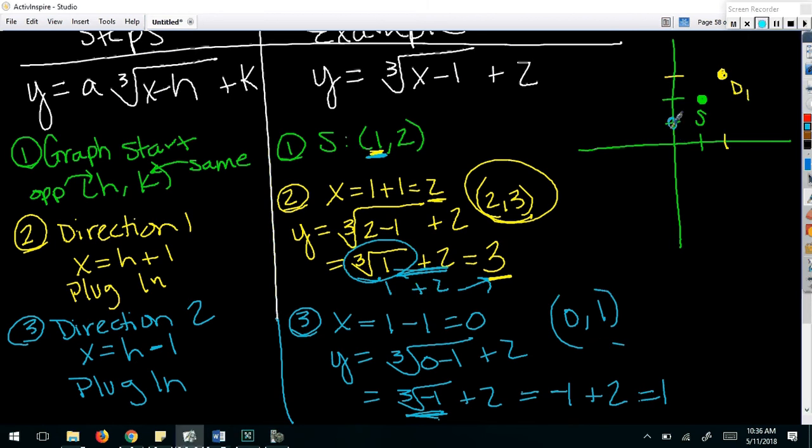0, 1. That's D2. And now I'm ready to connect. Yesterday we had this much of it. Today we've just added the bottom tail. 2, 3 was start. 0, 1 was direction. 1, 2 was start. 2, 3, and 0, 1 were directions.